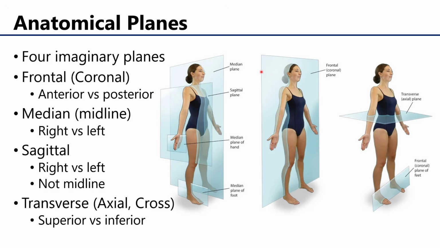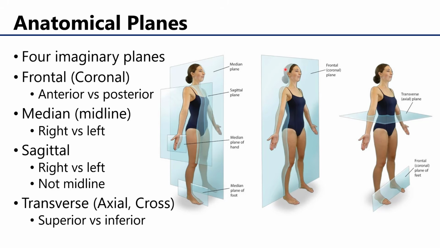So we can see this young woman standing here, and she is divided into anterior and posterior portions by a frontal or coronal plane. Coronal refers to a crown, so if a crown were to be seated upon the head, it would sit in that coronal plane. And this plane establishes anterior versus posterior. And it can be at any point along the organism.